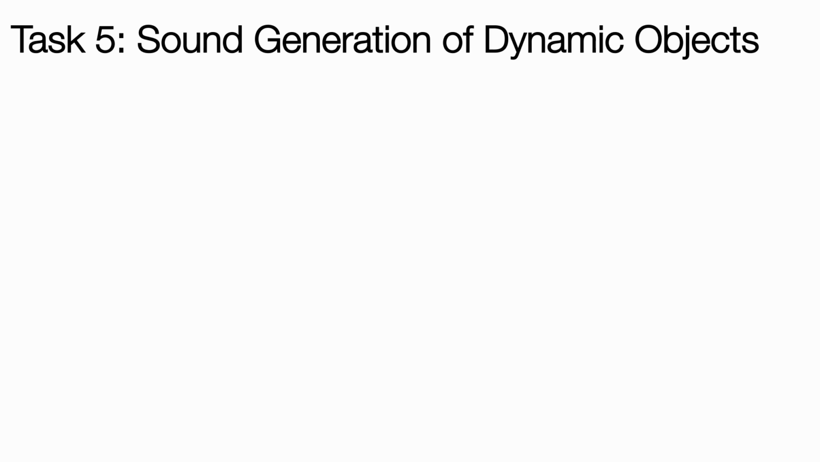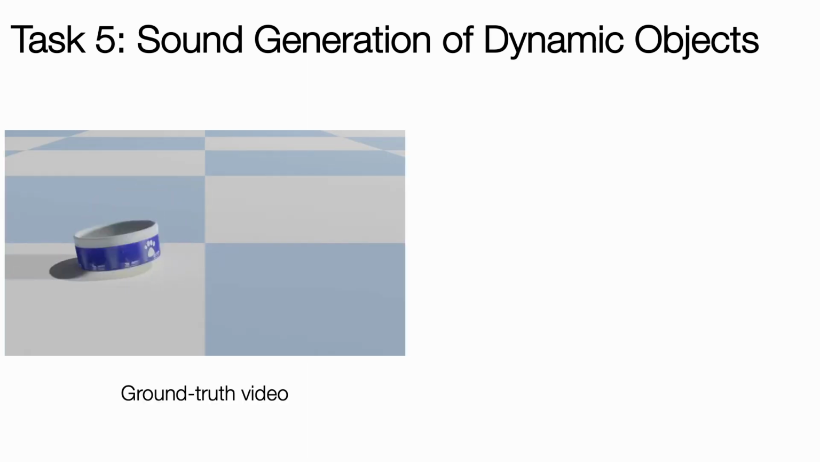The next benchmark task is sound generation of dynamic objects. Given a video clip of a falling object like this, the goal of this task is to generate the corresponding sound based on the visual appearance and motion of the object. Here's an example of the sound generated from a baseline method.